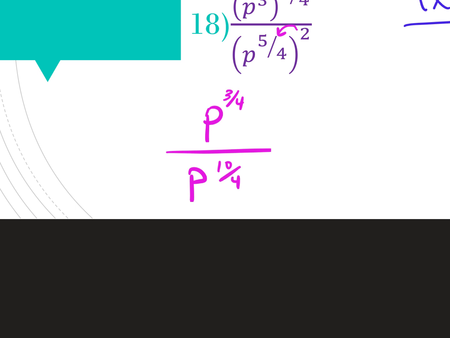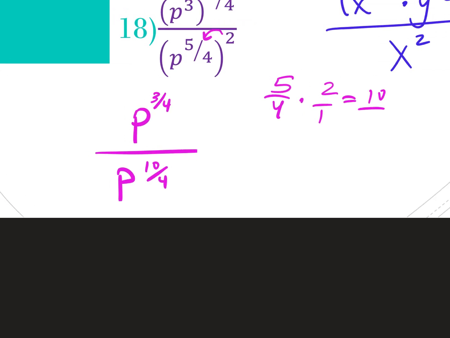Now, some of you right away go, well, you can simplify that. Yes, you can. Why didn't you multiply the 4? Because this is 5 over 4 times 2 over 1. So you have 10 over 4. Now, some of you are like, wait a second. You can simplify 10/4 to what? 5 halves? Which is true, but why would I not do that in this case?